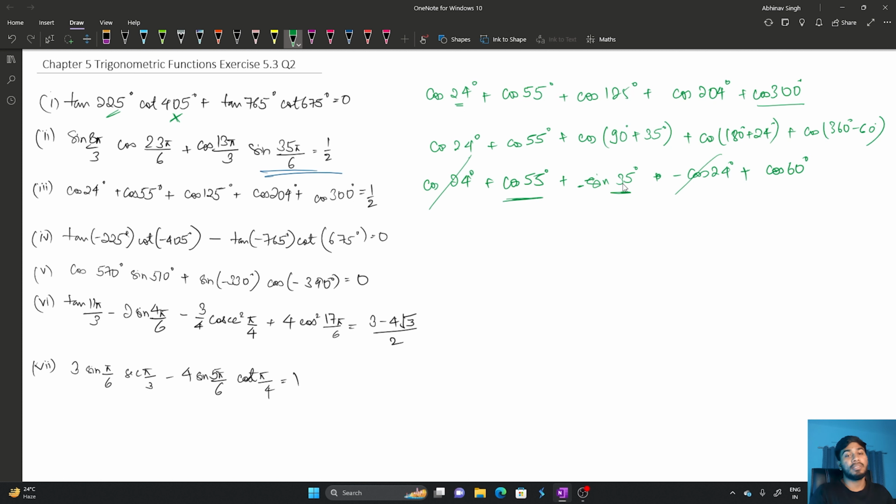You see that 55 plus 35 is 90, which means you can use allied angles and change this. So cos 55 can be written as sine 35 degree. Why? Because cos of pi by 2 minus theta is sine theta, simple. Minus sine 35 degree plus cos 60 degree. So this got cancelled, cos 60 degree is 1 by 2, and that's how you get your answer.